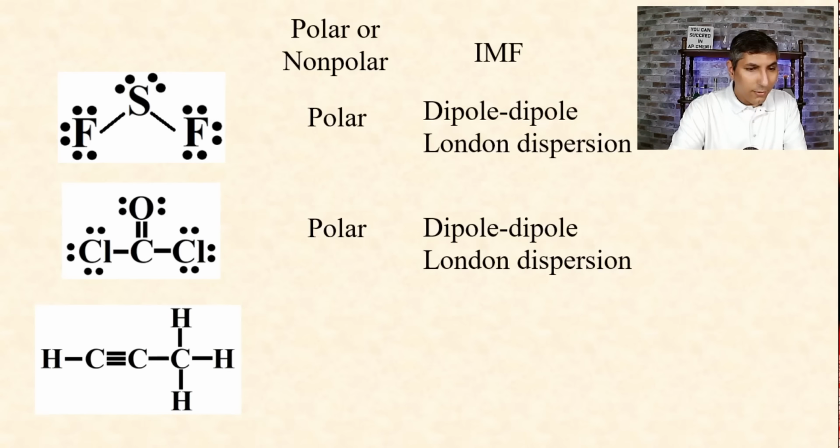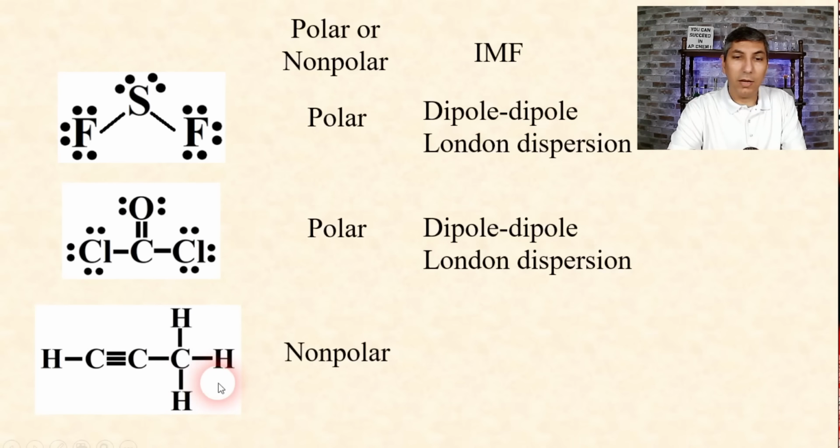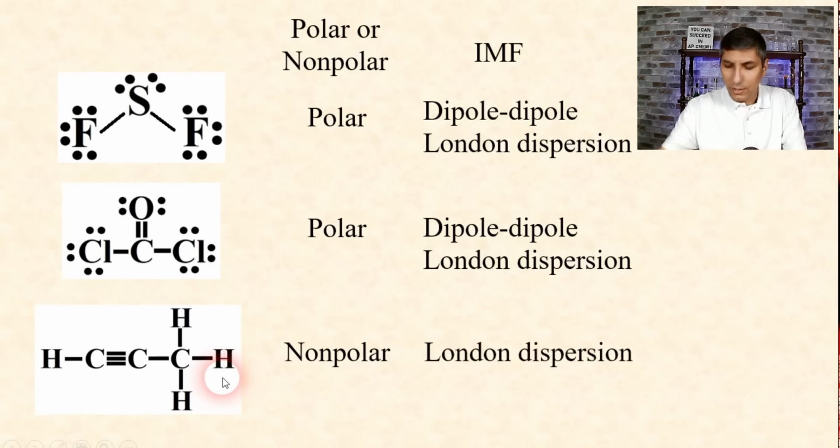In the third one, there is no unbalanced region of negative charge at all. In fact, there are no lone pairs to speak of at all on this molecule. So this is a nonpolar molecule. And because of that, it has only London dispersion forces.